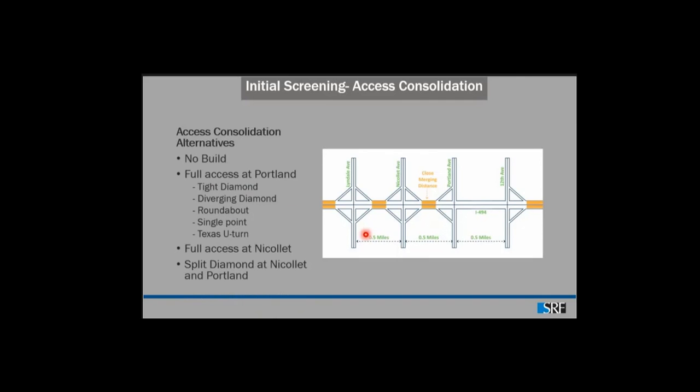Next we have our access reconfiguration alternatives. As I mentioned before, we look at Lindell Ave and 12th Ave. As you can see in the existing, there are closely spaced intersections that have full access in Lindell, full access in Nicollet, and partial access in Portland that works as a split diamond. The alternatives that we came up with are our no build, our Portland access, our Nicollet access, and our split diamond between Nicollet and Portland. Within our Portland alternative, we also have a number of interchange design alternatives that we looked into.